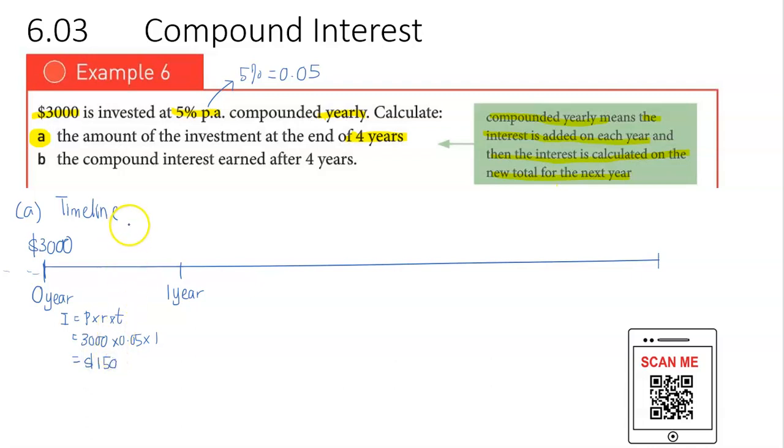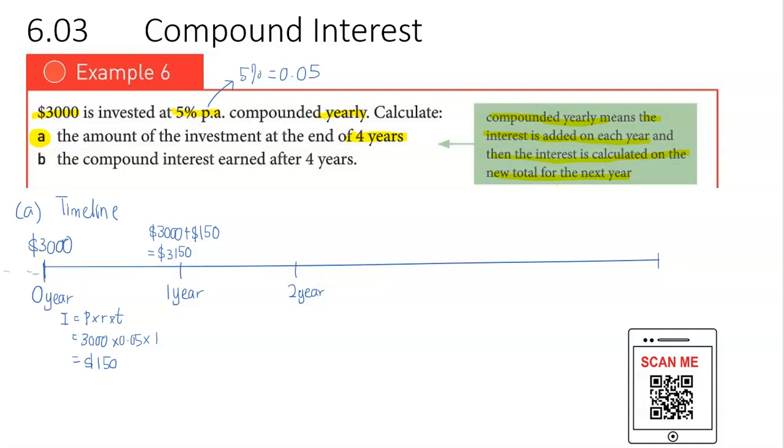You can try to solve together as well. At the end of 1 year, how much do you have? Using 3,000 plus $150, that means towards the end you will have 3,150. So this is only the end of the first year. Let's do the second year.